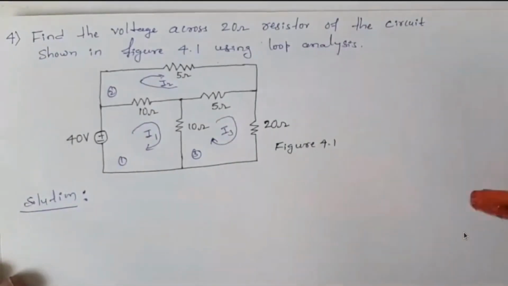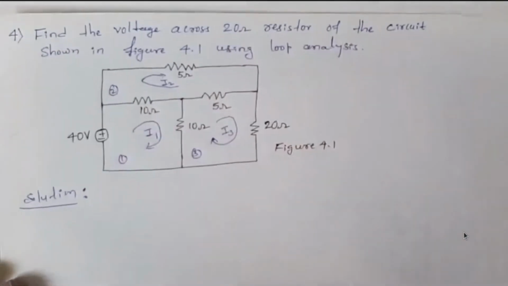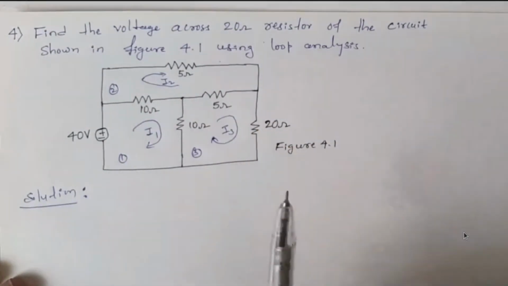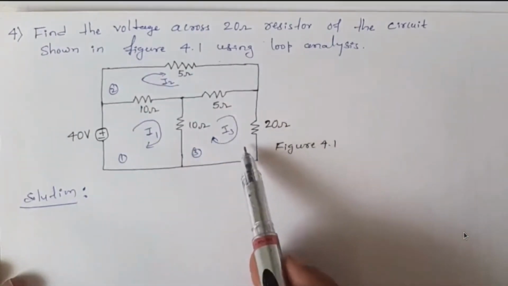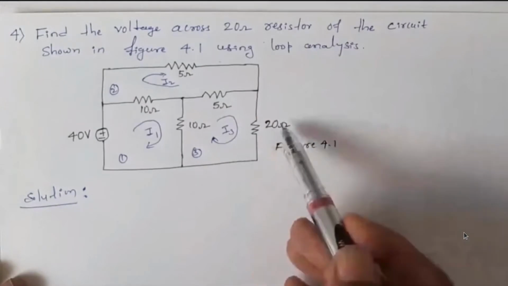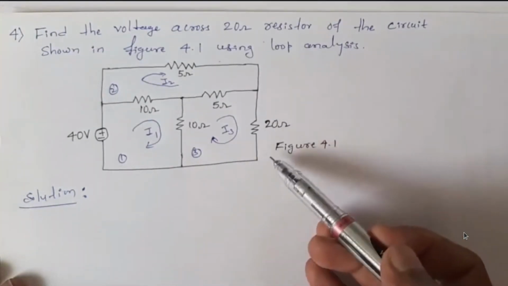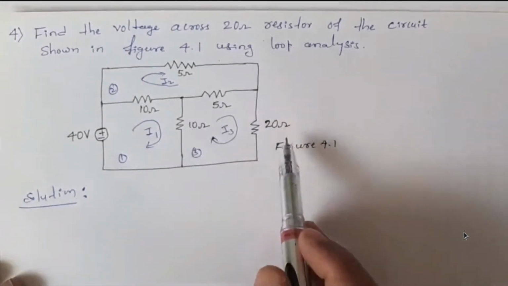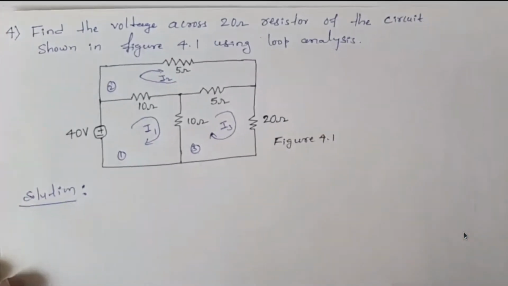Very simple as usual. Here we are supposed to find the voltage across the 20 ohm resistor. Voltage across the 20 ohm resistor means we require only this, so there is no need to find I1 and I2, we directly find I3. If we find I3, then I3 into the resistance gives the voltage across this 20 ohm resistor. Once we get 3 equations, we'll find I3 and later multiply that with 20 ohm to get the voltage across this resistor.